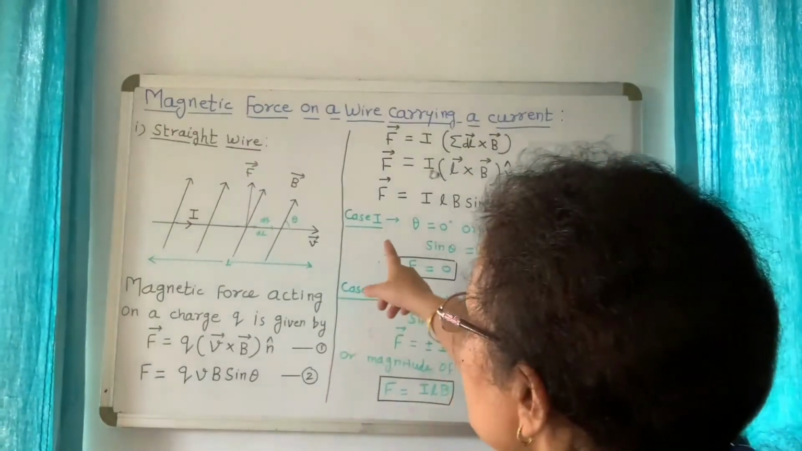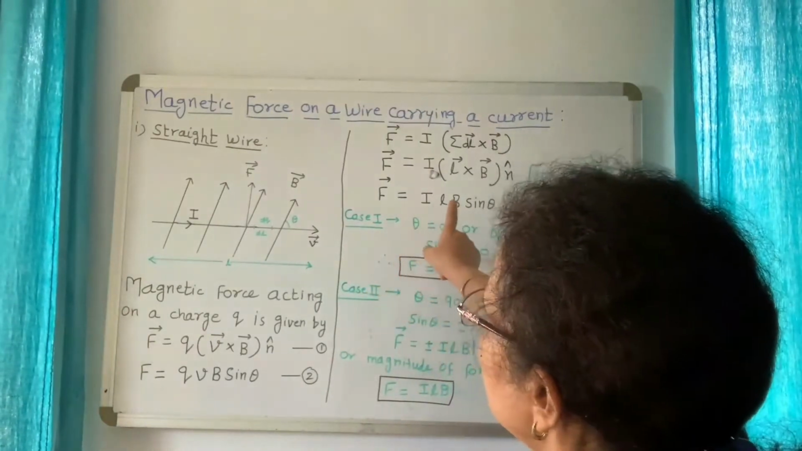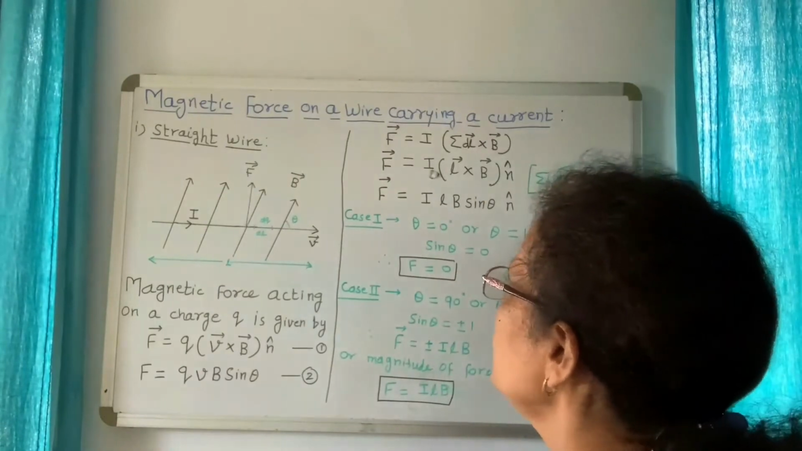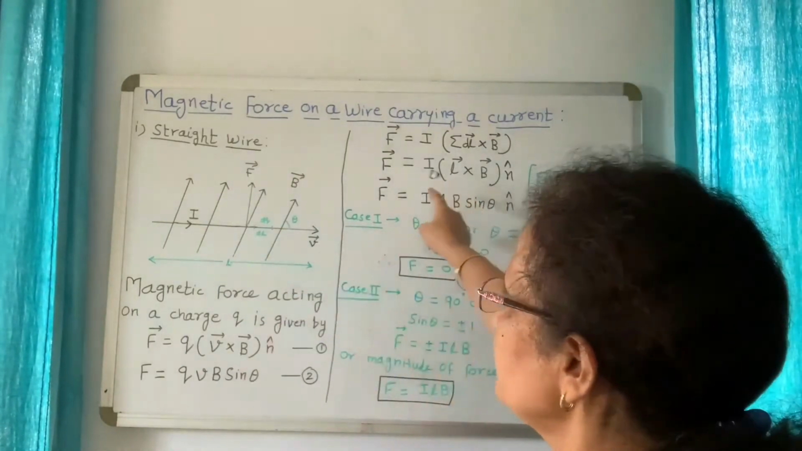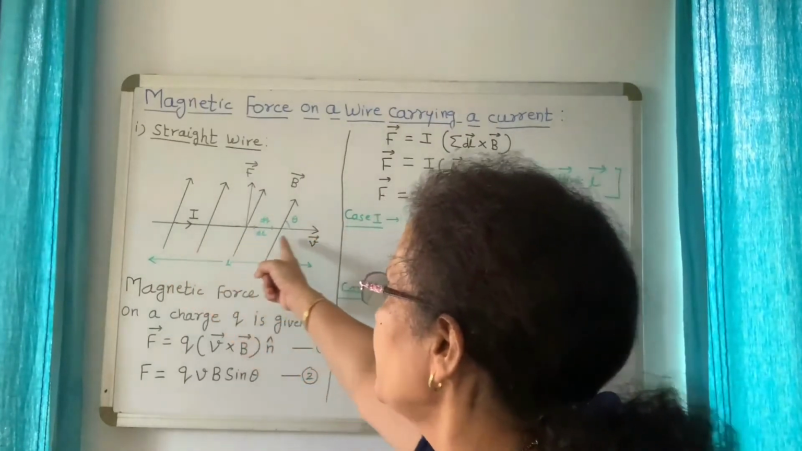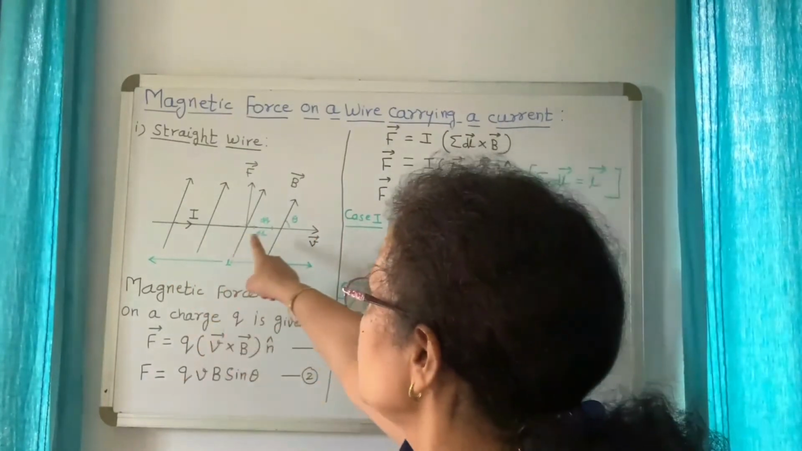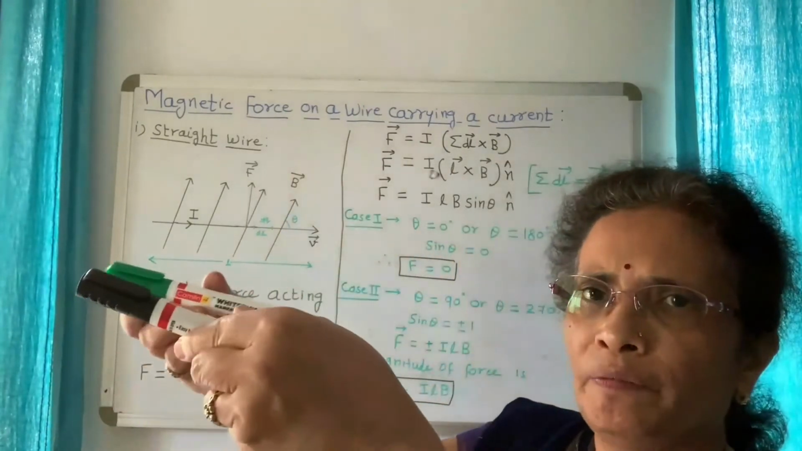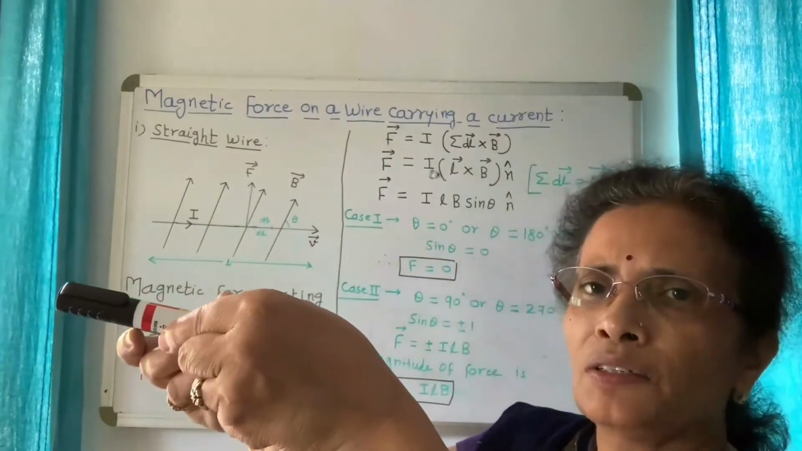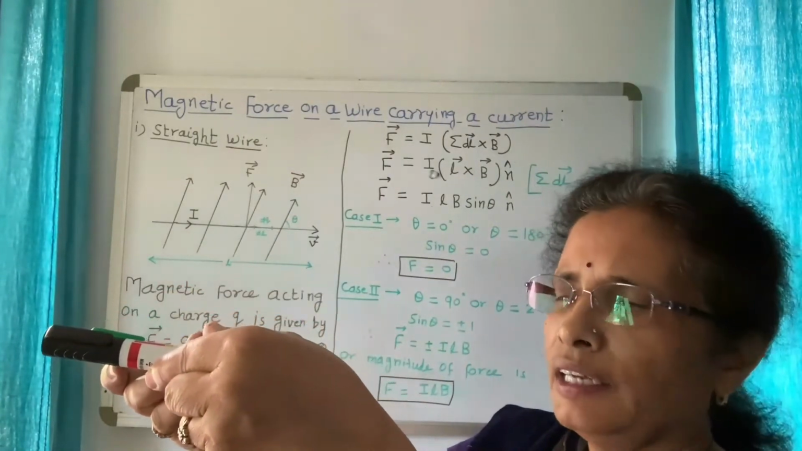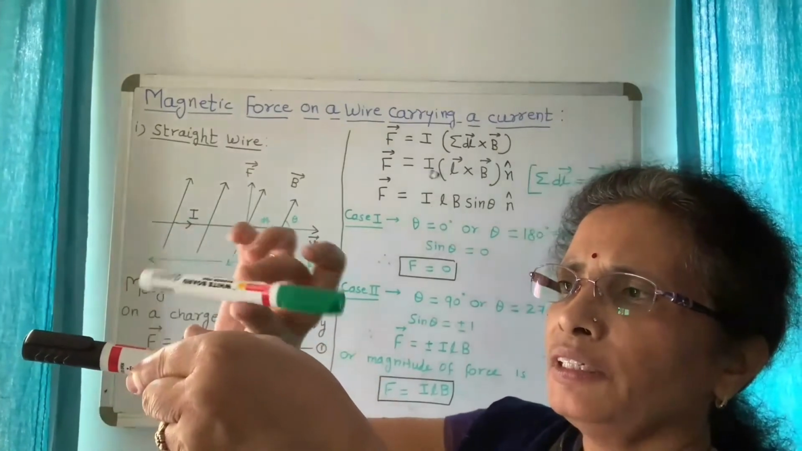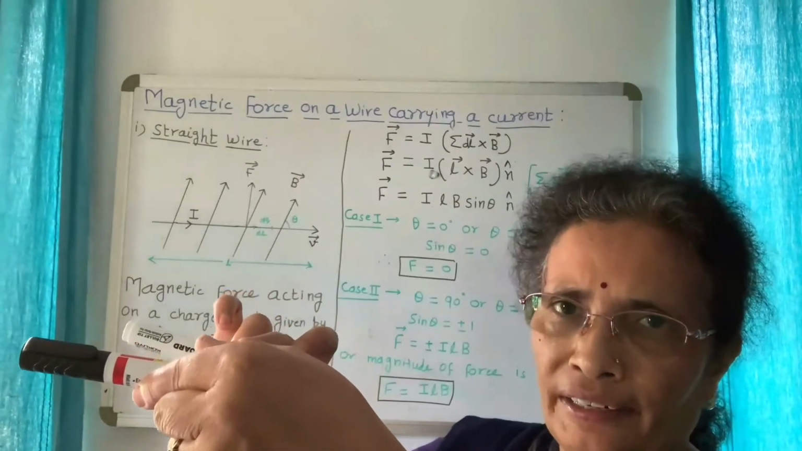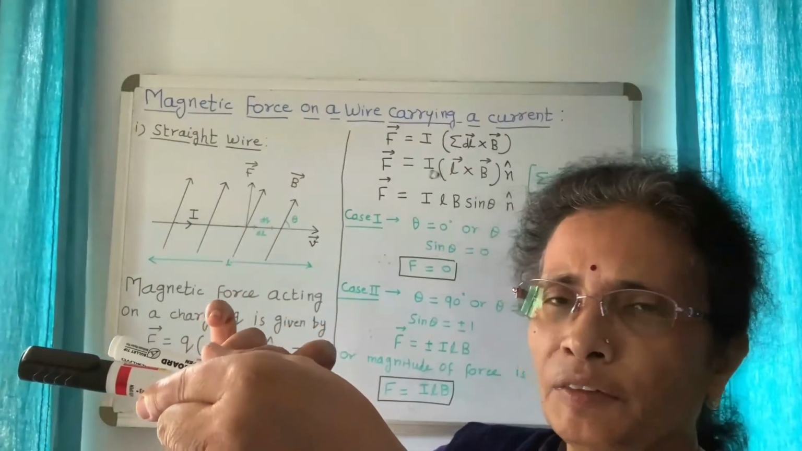Case 1: the angle between L and B is 0 degrees or 180 degrees. The angle between L cross B being 0 means what? Length represents the vector quantity in the direction of the current. So we see the direction of the current and the direction of the field. If both are in the same direction, the angle between them is 0 degrees. If the direction of the field and the direction of the current are reversed, the angle is 180 degrees, and still sine theta is equal to 0.